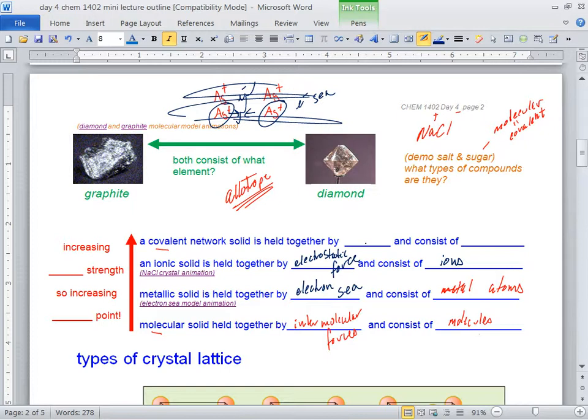The highest on the scale here are covalent network solids. Consist of what? Covalent bonds. Well, that's the answer for holding it together. Held together by covalent bonds.